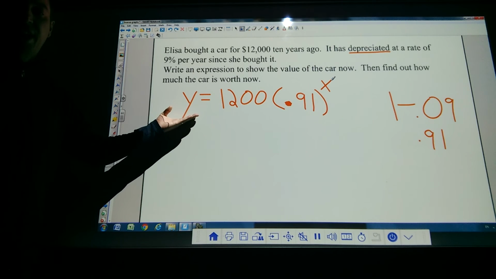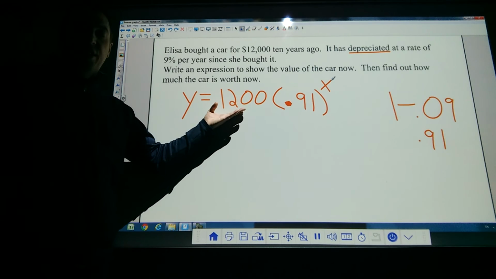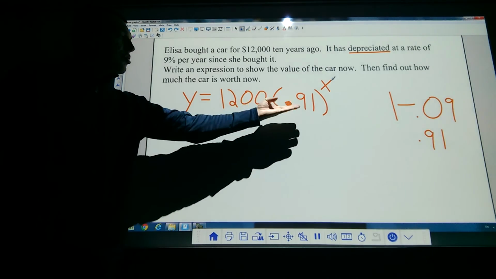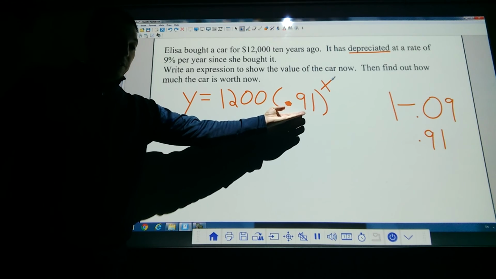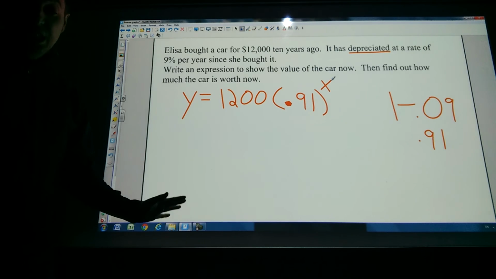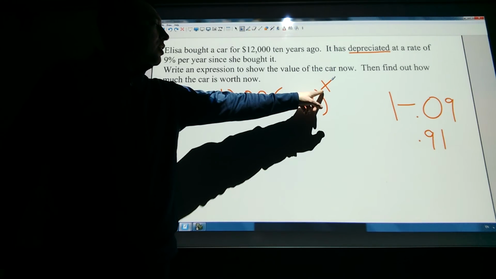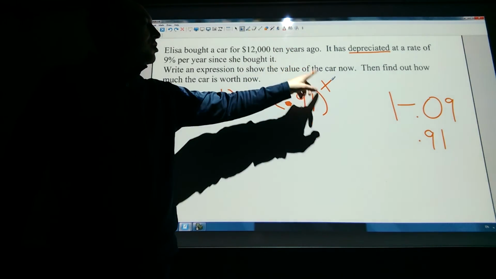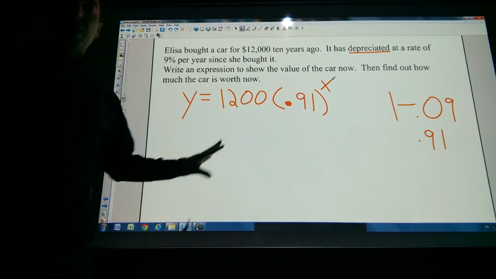So this is our answer. Starts at $12,000, goes down 9% every year. And if you wanted to figure out how much the car is worth, you don't need to do it. You would plug in 10 years, so 10 in for x. So that's a quick little review.